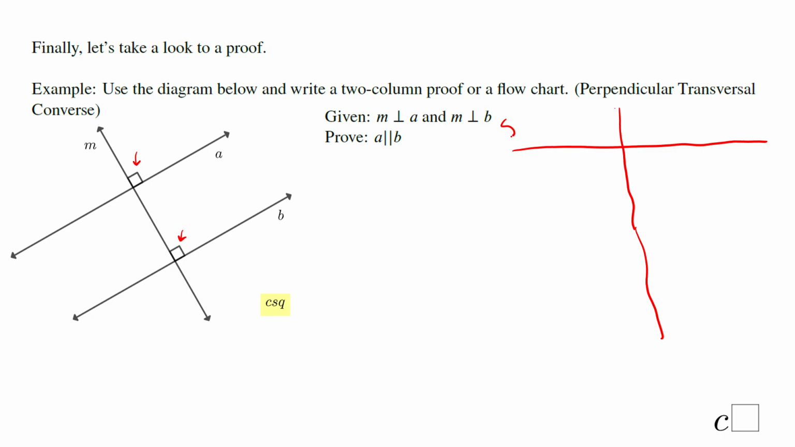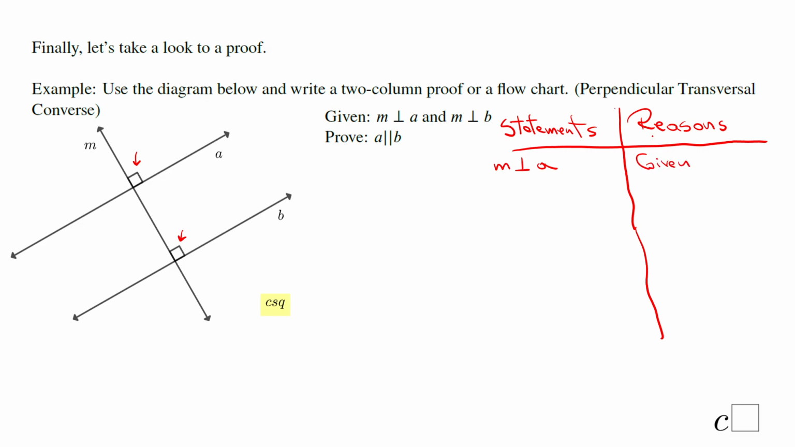And I'm going to put here statements, reasons. Let's take a look at this one. Where am I going to start? You always start with what is given, and what is given to us is M perpendicular to A. This is given.